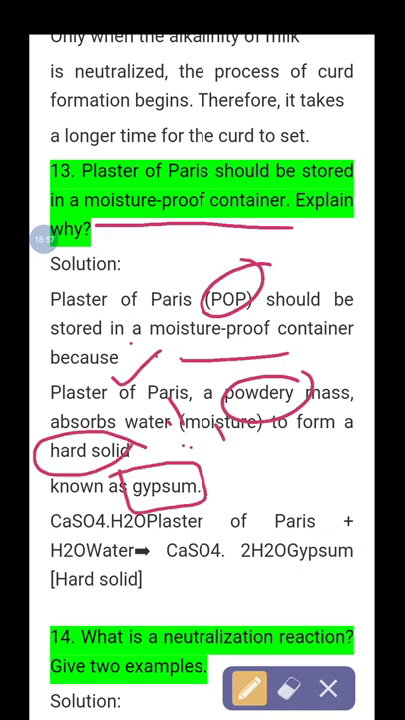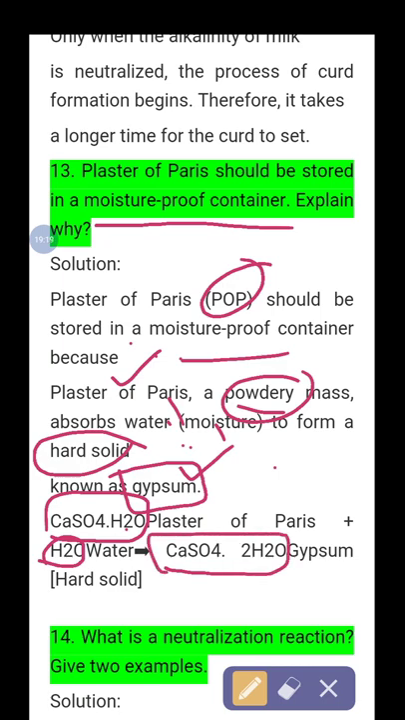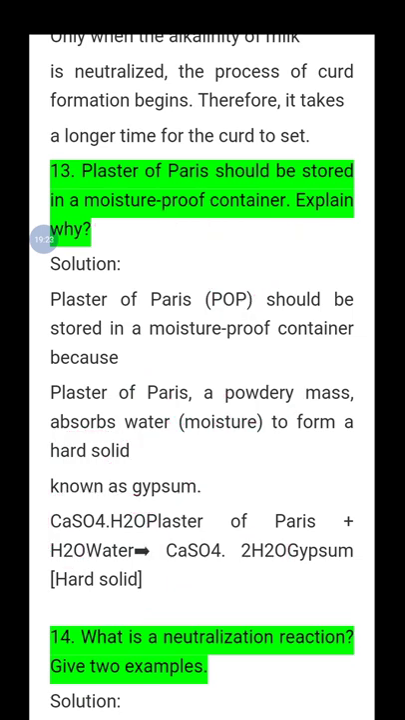Plaster of Paris in the condition of powder, when kept in an open area, absorbs the moisture to form hard solids, which is called gypsum. The equation is given: CaSO4·½H2O, that is plaster of Paris, when added with H2O gives out CaSO4·2H2O, that is gypsum, which is a hard solid. So to avoid this, we keep it in a moisture-proof container.